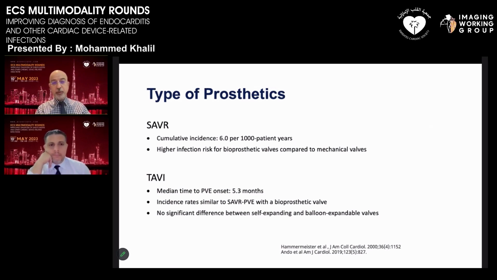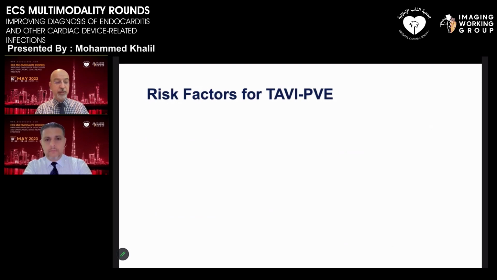Now, the question is, does the type of valve matter? The answer is yes and no. If we look at the bioprosthetic aortic valve, for example, it doesn't matter if you have SAVR or TAVR. They both have the same incidence of prosthetic valve endocarditis, but there's a higher frequency of bioprosthetic valve endocarditis compared to mechanical valve endocarditis. When we look at the TAVI group in particular, we notice that the median time of infection is more or less 5 months, and there's no significant difference between self-expanding and balloon expandable valves in terms of incidence of infection.